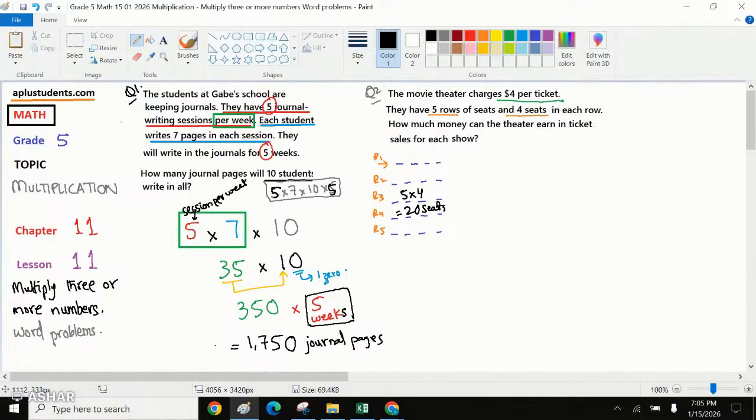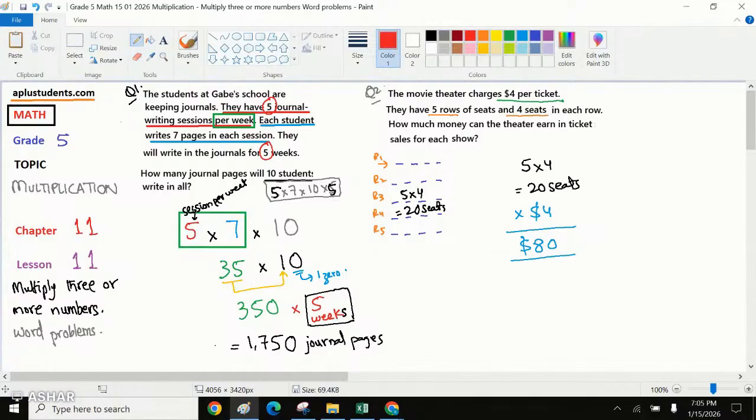Or what we can say is we can directly multiply 4 multiplied by 5. 5 multiplied by 4 gives us 20 seats, and that was $4 per ticket, right? That means $80 is the total amount the show will earn.